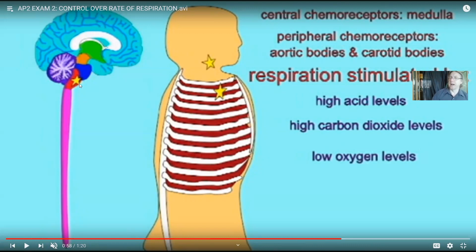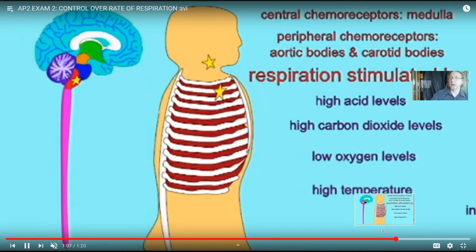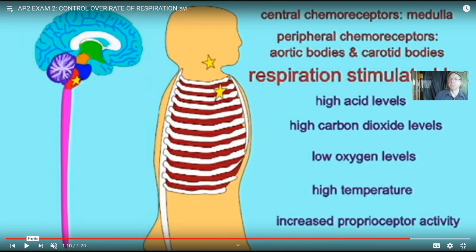I'm breathing more frequently, I'm breathing deeper, all right? And so it was the high acid levels, the high carbon dioxide levels, and the low oxygen levels which then stimulated this. Other things can then also increase breathing rate. So when I'm warmer, I breathe more. And if my proprioceptors are firing, if I'm just starting to move my body parts more, that will stimulate my respiratory system. So I will breathe more frequently and more deeply under these conditions. So: high acid, high carbon dioxide, low oxygen, high temperature, increased proprioceptor activity. I will breathe less in the opposite.